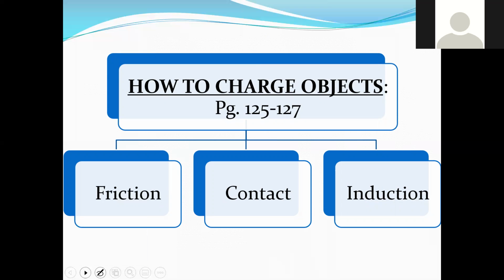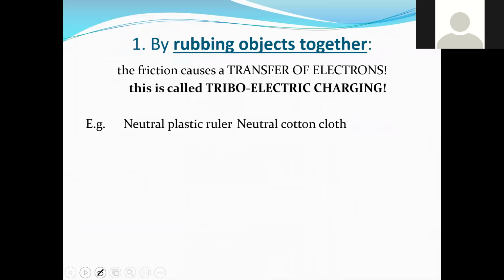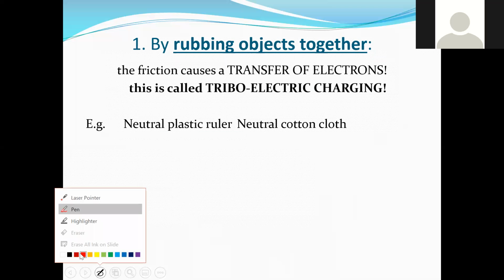Let's discuss them. Rubbing objects together causes friction, and that leads to a transfer of electrons. It's very important that whether the object is negatively charged or positively charged, it's only the electrons that will be transferred. Electrons coming onto the object will charge it negatively. Electrons leaving the object will charge it positively. And this is called triboelectric charging. I don't know why, but it is what it is.